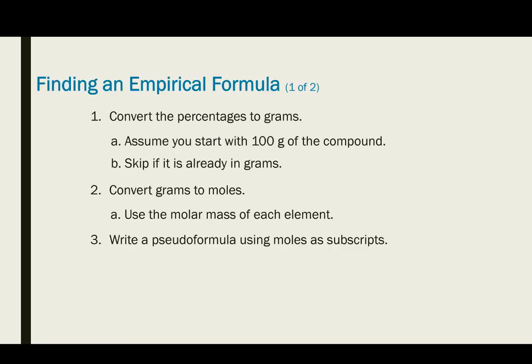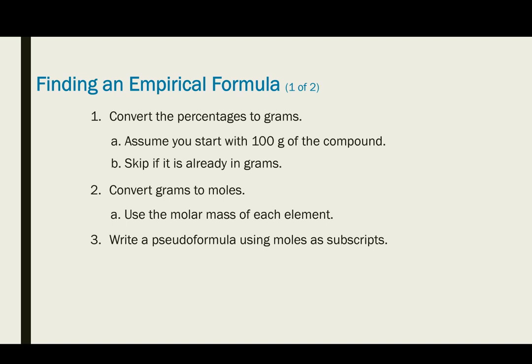If you are given percentages, you are going to convert your percentages to grams. You can do that because you assume that you would start with 100 grams of a compound. So if a compound's 30% oxygen and you have 100 grams of the compound, you would have 30 grams of oxygen. If it's already in grams, you skip that step. Then you'll convert grams to moles using the molar mass of each element.